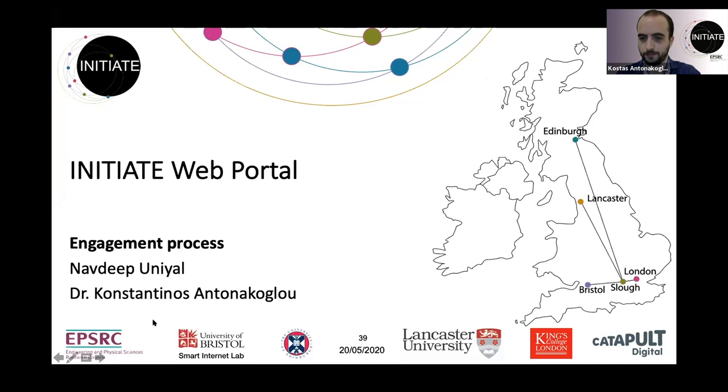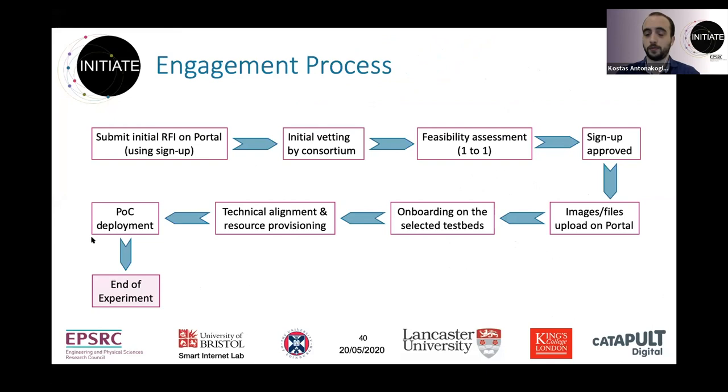So I would like to present now the engagement process, basically the steps necessary for deploying your use case. First, after you visit the Initiate web portal, you will be able to submit an initial request for interest by signing up on the portal. In this step, there will be a form which you will be asked to complete and provide your company or institution name, what sites you want to engage with, and details about how much time your experiment will take. You will be able to see this step in more detail during the demonstration by Navdeep.